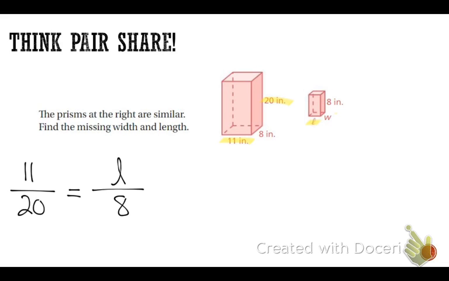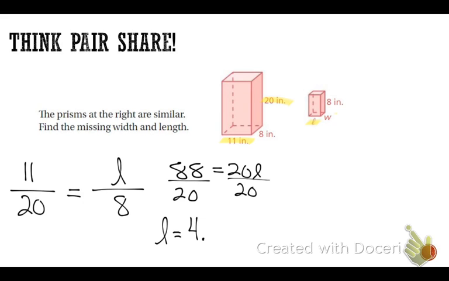And now I'm ready to do my cross products and solve. How are we doing on this? Josh, how are you doing on this? Anthony? Doing okay? Trey? All right, go ahead and do your cross products. Okay, so we do our cross products, and we get 88 equals 20L. Divide both sides by 20. And L equals 4.4 inches. All right, now I want you to solve for W. Go ahead and solve for W.